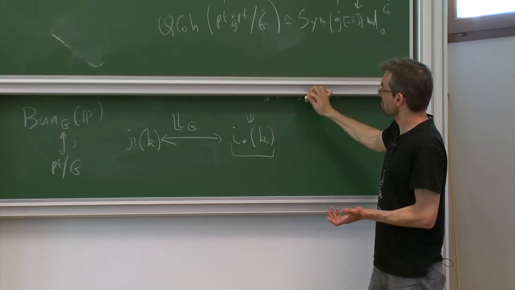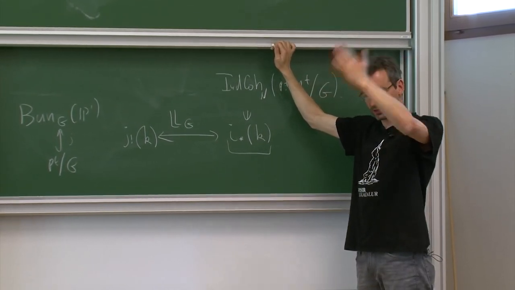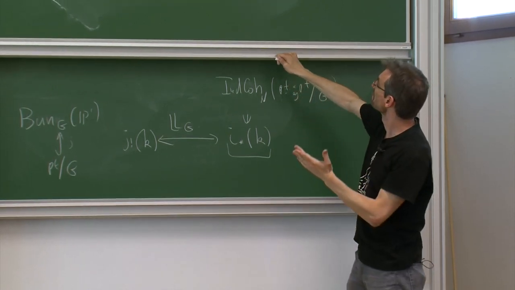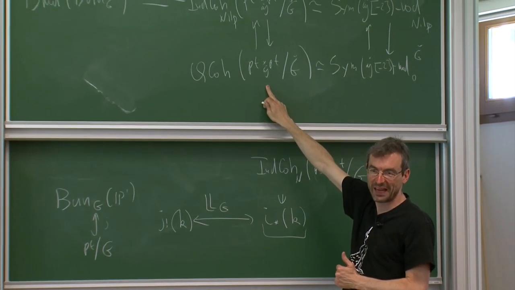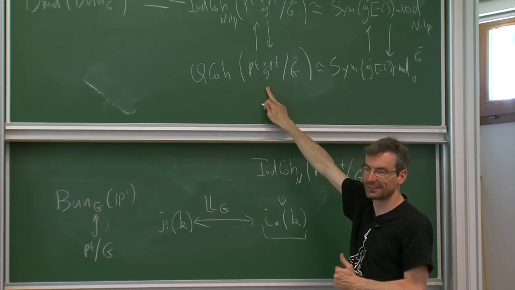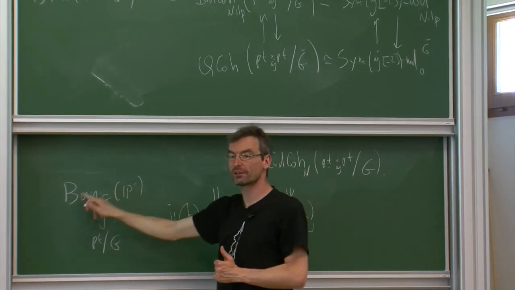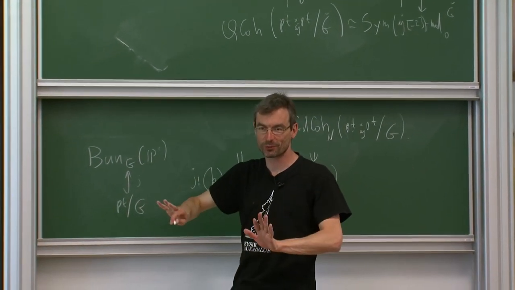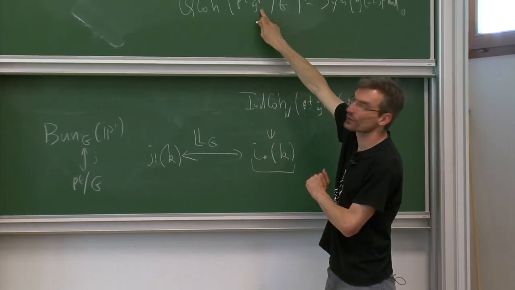On the one hand, after all, it's a quasi-coherent sheaf. I took the direct image of one quasi-coherent sheaf under another. On the one hand, I can understand it as an object here. And this is a wrong answer. Because this would have corresponded to something tempered, and this guy is not tempered. So that's not what we want. So this object does not belong to this category.